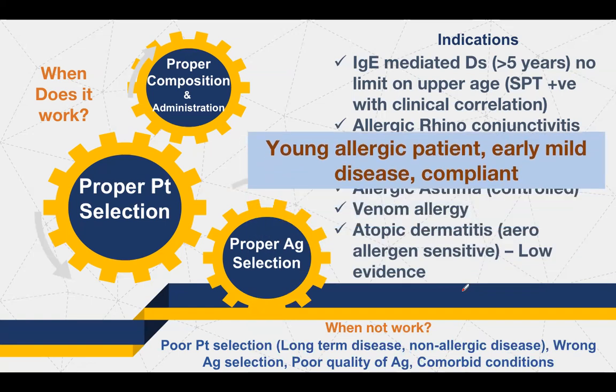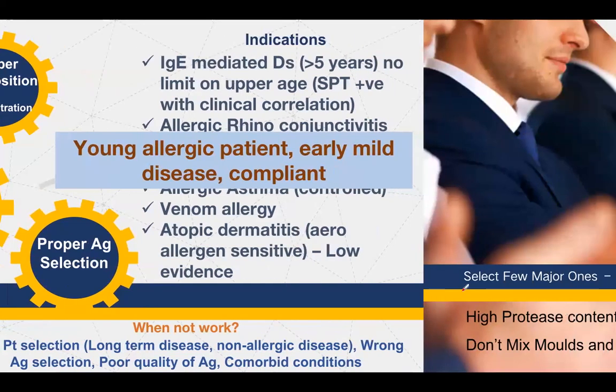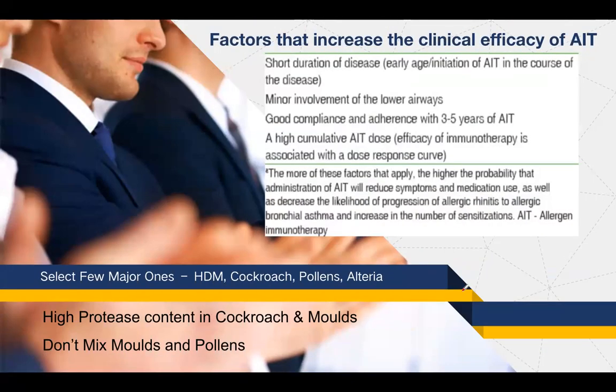It works when we have a young patient suffering from allergic disease in a very early or mild disease stage. And of course, the patient should be compliant to therapy. If all these criteria are fulfilled, then the allergen immunotherapy will work at maximum efficaciousness or effectiveness.